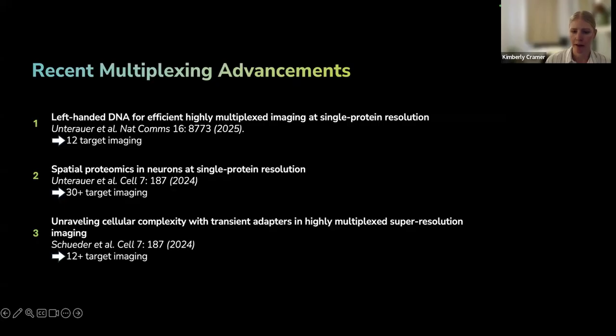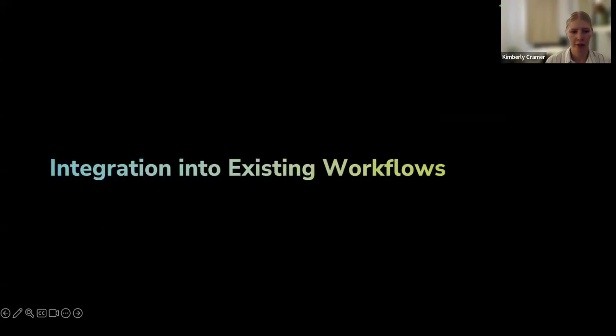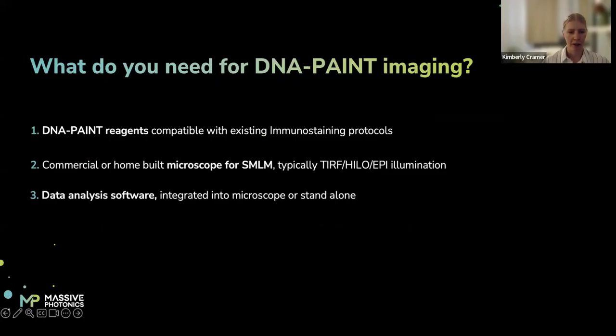Okay. And I will very briefly now talk about integration of DNA paint into existing workflows before I end this webinar. So what do you need for DNA paint imaging? You need 3 things. You need DNA paint reagents compatible with existing immunostaining protocols. You need a commercial or home-built microscope for single molecule localization microscopy. These are typically found in imaging facilities. You can also use any microscope that does TIRF, HILO, or epi illumination and has some decently powerful lasers.